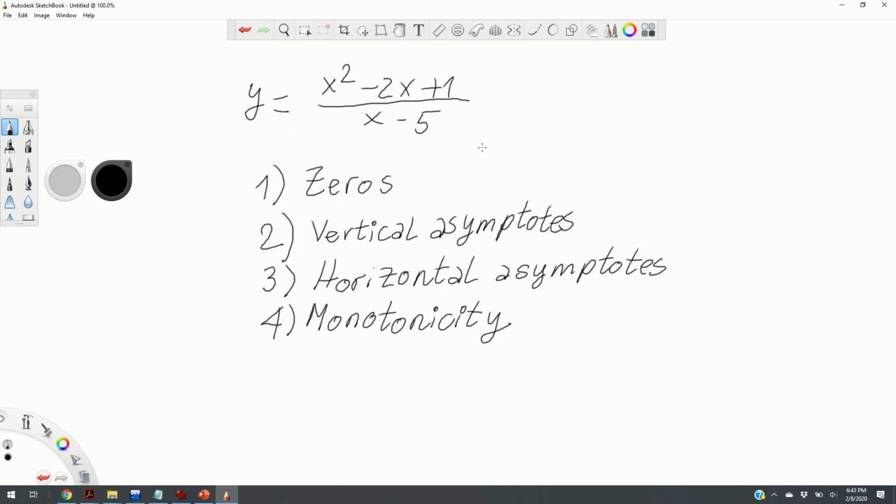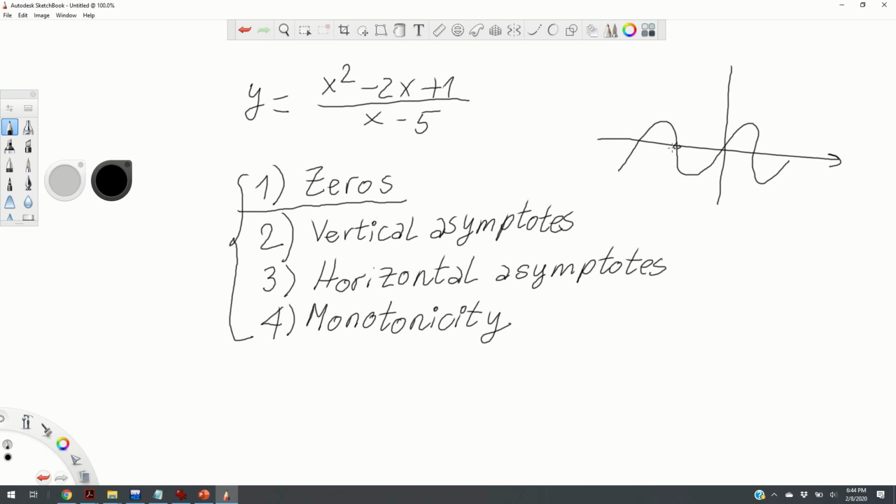So, in order to sketch a function or to obtain its graph, we need to perform the following 4 steps. First of all, we need to find the function's zeros. So what are the zeros? The zeros are points at which the function crosses the x-axis. That is when y is equal to 0.